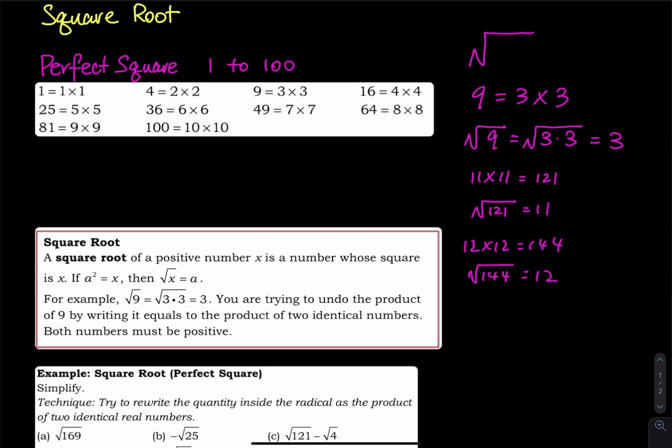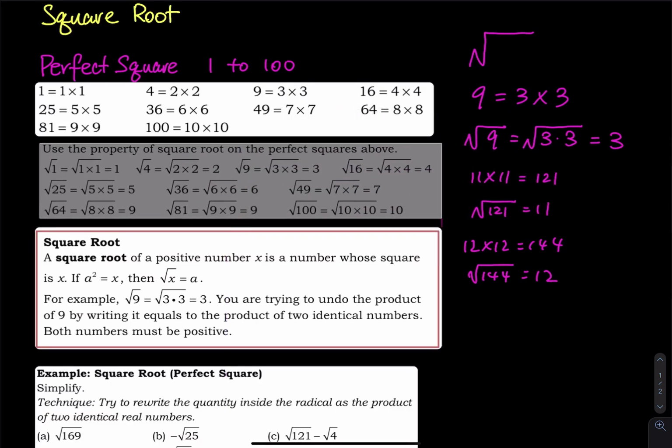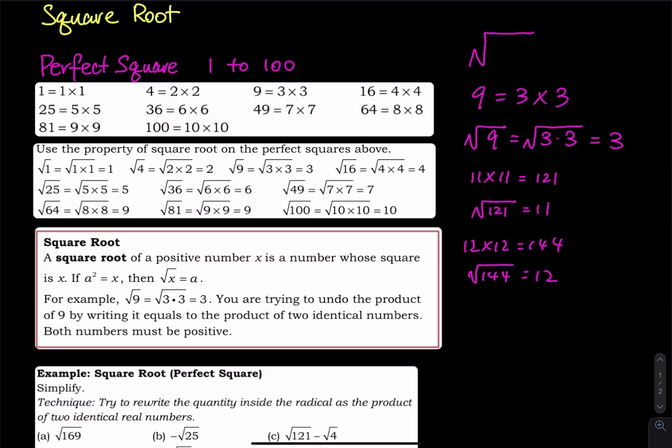So let's take a look. Let me give you a side-by-side comparison. This one is using the property of square root on perfect squares above. So 1 times 1 is equal to 1. You take the square root of 1, you undo the process of 1 times 1, so you get the 1 back. If you look at the 64, 8 times 8 is equal to 64. So the square root of 64 is equal to the square root of 8 times 8. You get an 8. Actually, this is a typo. I didn't notice that. This is equal to 8.